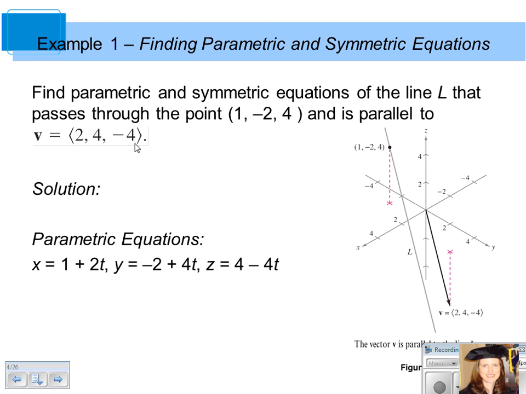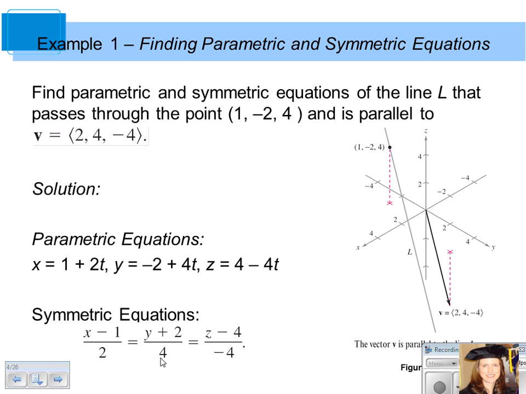Solve each one of those for t and equate them to get the symmetric equations. x minus 1 divided by 2 equals y plus 2 divided by 4 equals z minus 4 divided by negative 4.